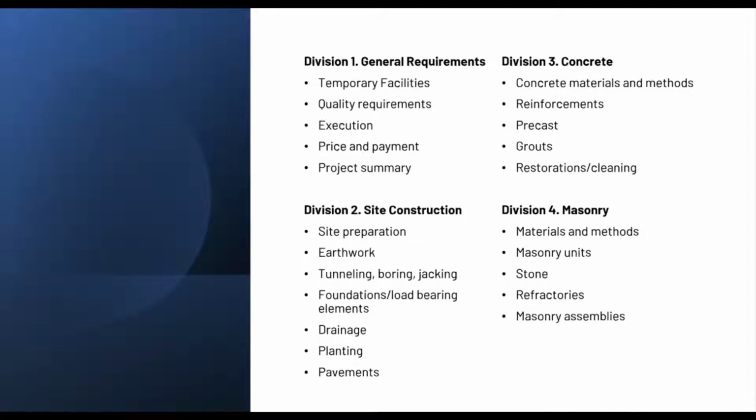So Division 1 general requirements, lahat po ito ay administrative mostly. What do I mean by that? So clerical ito, lahat ng paperwork, project summary, price and payment, the contract itself, how the project will proceed. Division 2, site construction. As you can see from the items, earthwork, site preparation, planting, lahat ng may kinalaman sa lupa sa site itself. Division 3, concrete, from the word itself, the material of concrete, reinforcement, precast, grouts, and naka-include dyan yung restorations or cleaning.